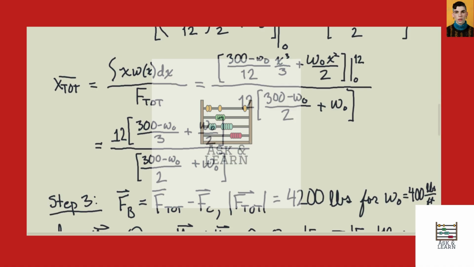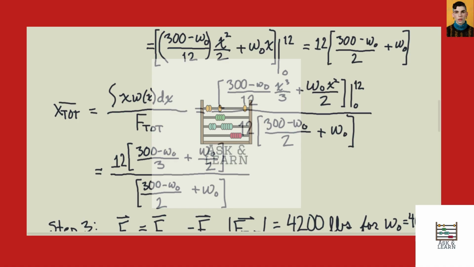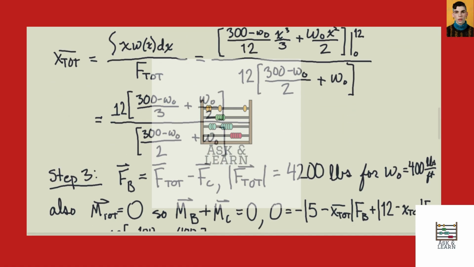So evaluating our numerator, we have 300 minus W sub naught over 12 times x cubed over 3 plus W sub naught x squared over 2. That numerator, both terms evaluated from 0 to 12, and then dividing by our total load relationship below. This can be expressed as follows here.